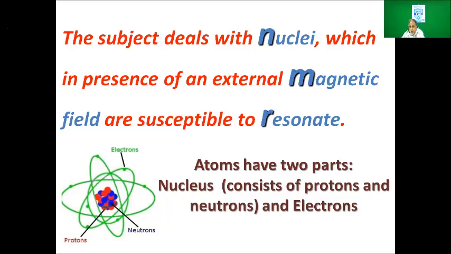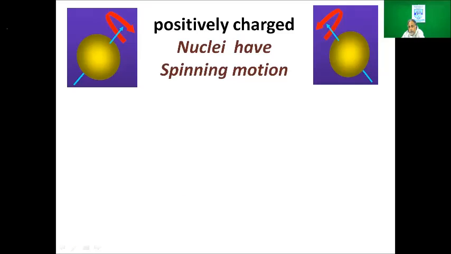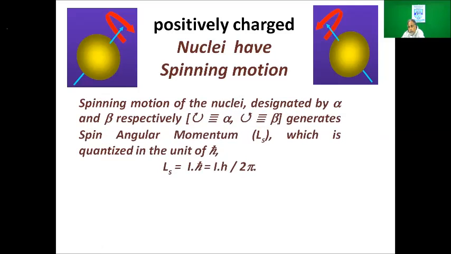If you want to compare this structure of the atom, you can easily compare it with the solar system, where the sun is acting as a nucleus and the planets are revolving around the sun. So in a word, we can say the nucleus is nothing but positively charged, and these nuclei, like the electron, are also spinning. And due to the spinning motion, they are basically generating a spin angular momentum.